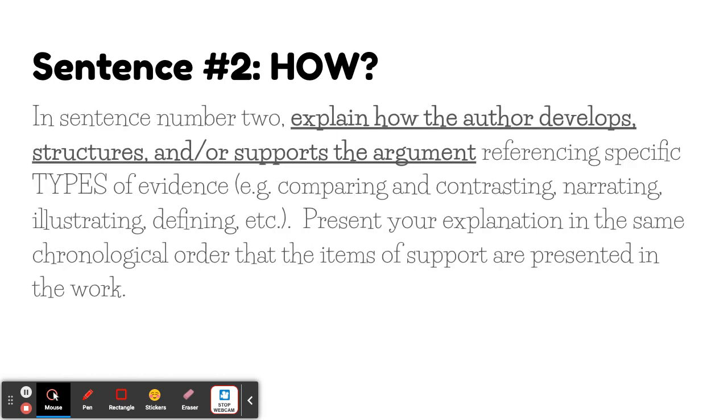Sentence number 2. In sentence number 2, you need to explain how the author is developing their structure and supporting their argument. This sentence is all about the how. This means you need to reference specific types of evidence. So you need to compare and contrast, narrate, illustrate, and define. You also need to talk about what kinds of proof they are using. Are they using quotes? Are they using statistics? Are they using tables? What are they using to help get their point across? You also need to explain your evidence in the same order that they explained theirs in the text.